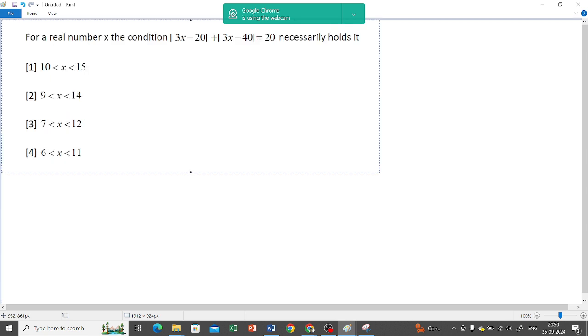Please try out this sum. I tell you, this is a very easy sum. It is a case-based sum. Here there are mods. You need to take different cases. Case 1, case 2. Please do this sum.